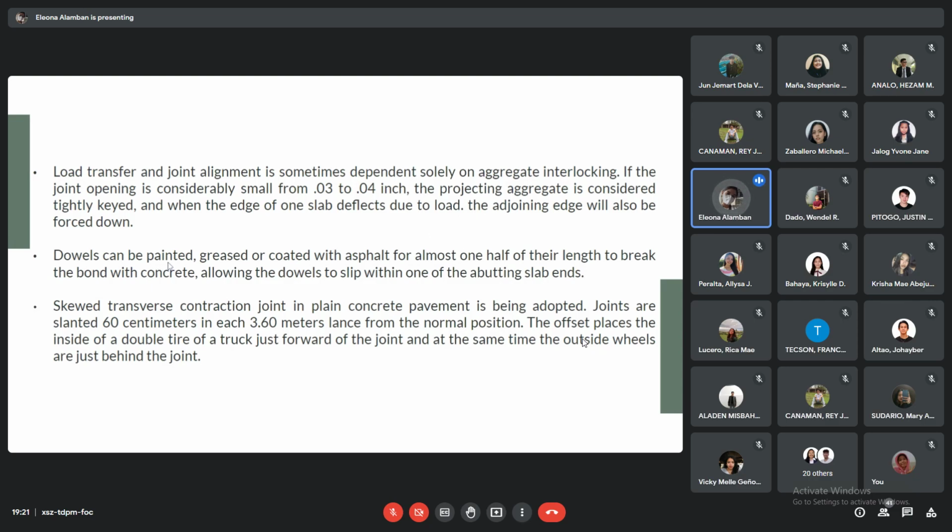Now, dowels can be painted, greased, or coated with asphalt for almost one half of their length to break the bond with concrete, allowing the dowels to slip within one of the abutting slab ends.